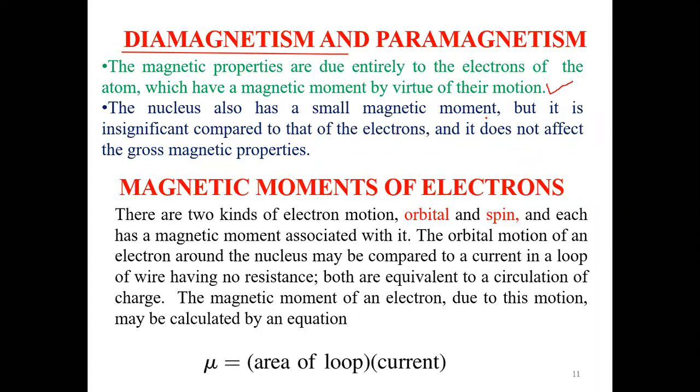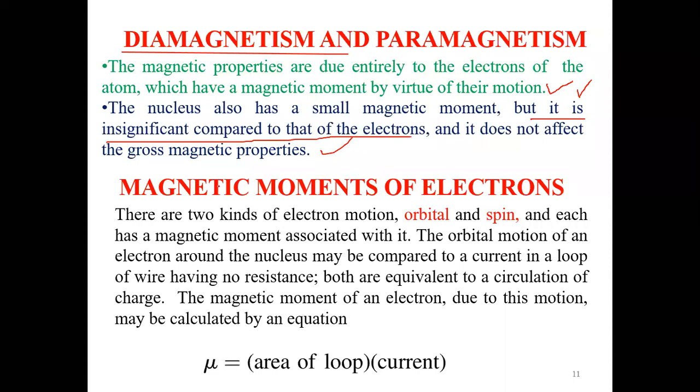Okay, we will see the magnetic moment actually depends on charge and mass. The mass of the electron is less, so its magnetic moment is higher. However, the mass of the proton is about 1840 times higher, or roughly 2000 times higher, so its magnetic moment is less. That is why the nuclear magnetic moment is insignificant compared to the electron, and it does not affect the gross magnetic properties of the material. So mainly, the contribution of the electron is higher in this case.